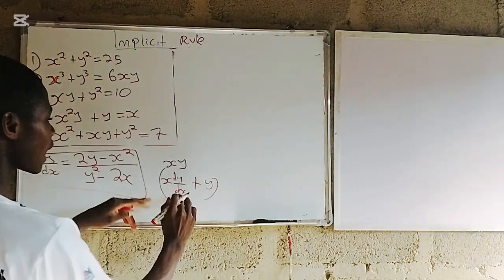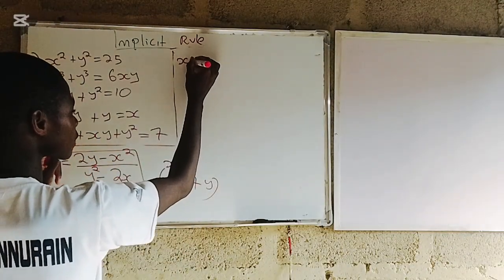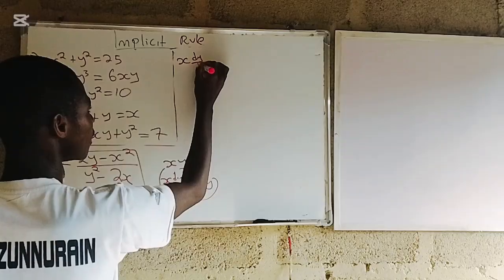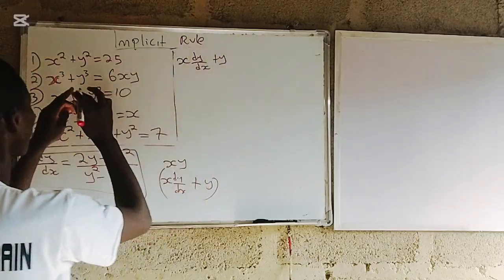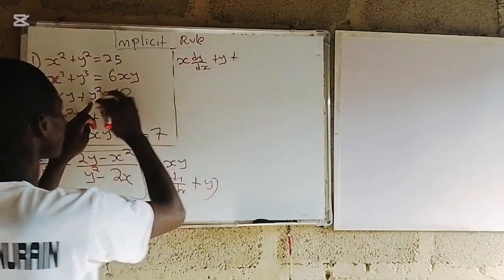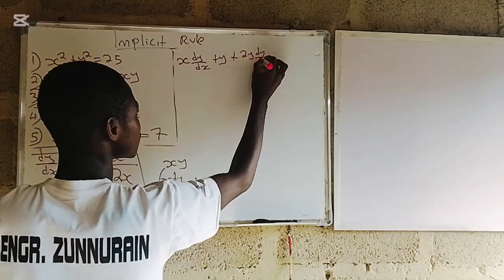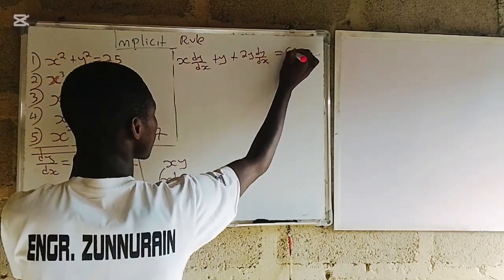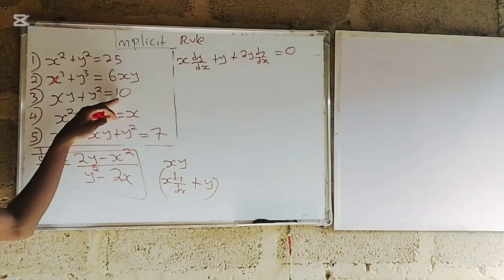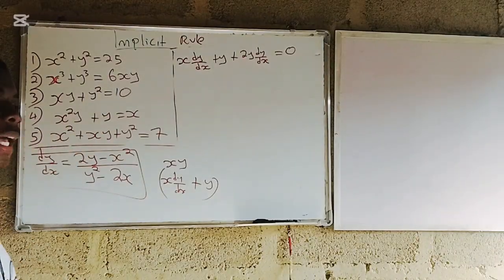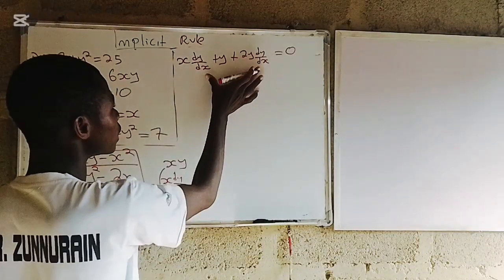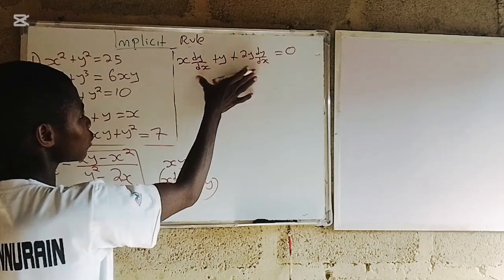So I have to pick out this and say x dy/dx plus y, and therefore I have to say plus differentiate y squared. It will now be 2y dy/dx, which is equal to 0, because I'm going to differentiate 10 also, and I get 0. So I have to take a look at this and this.